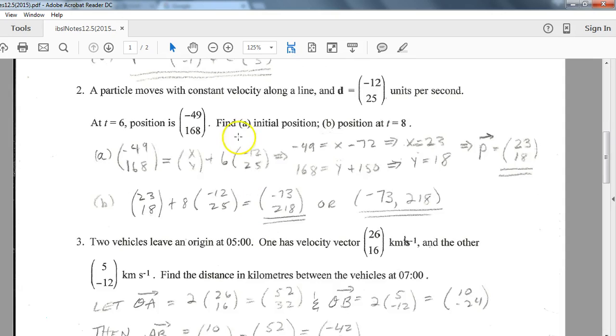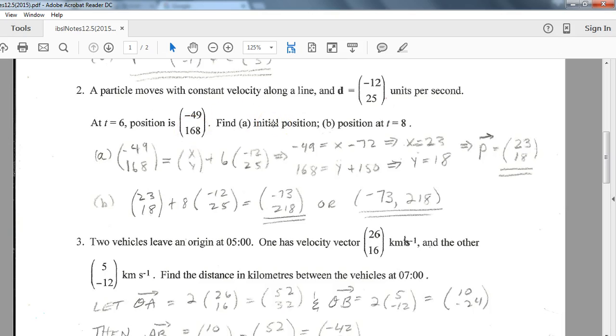Moving on to number 2. So now we have a constant velocity along the line. They're giving us a velocity vector right here at negative 12.25 units per second. After 6, we'll just call it seconds, after 6 seconds, or 6 periods of time, this was our new position. So now we're trying to figure out what the initial position was.